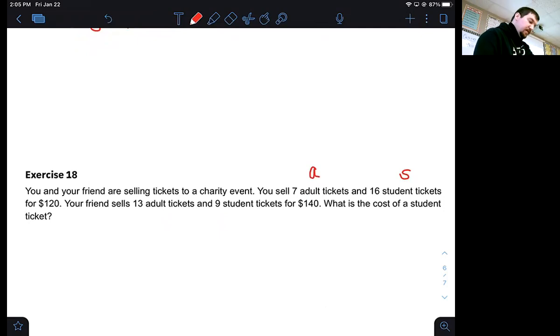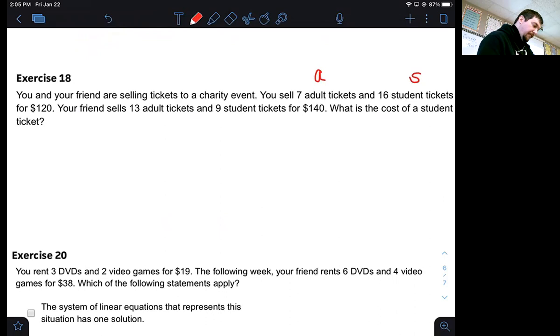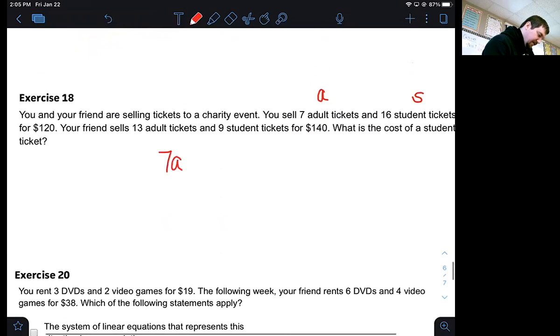What's one of the equations gonna be? A plus S equals 120. Is that right? But it says you sold 7 adult tickets and you sold 16 student tickets. 7A plus 16S equals 120. Okay.